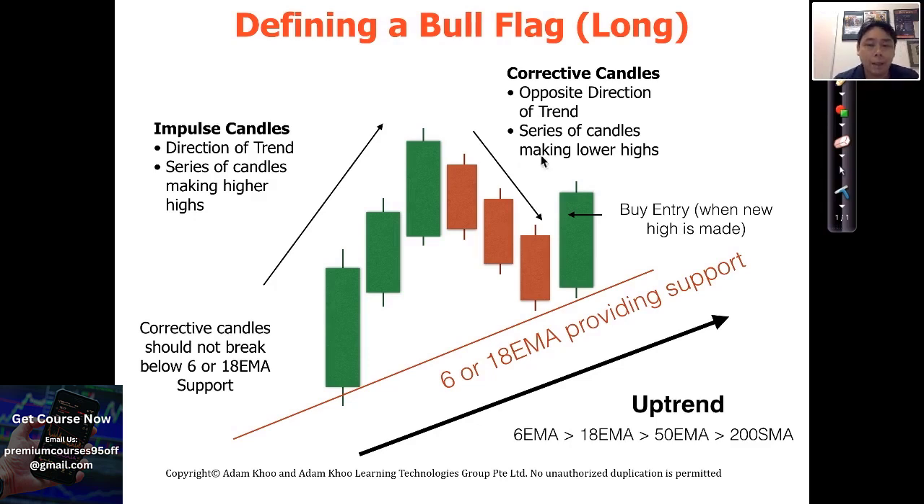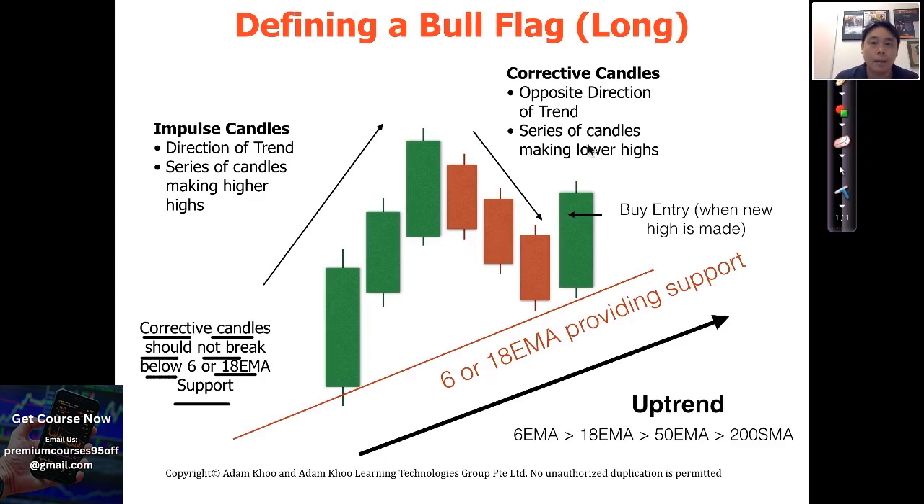So you have to see which one it is surfing, the 6 or the 18 moving average. Now here are a few rules for a bull flag. One of the rules is that the corrective candles should not break below the surfing wave, which is the 6 or 18 moving average. If it's been surfing the 6, it cannot break below the 6. If it's been surfing the 18, it cannot break below the 18. It can go below it and come back above it, that's fine. But when you see the entire candle body going below the 6 or the 18, it's no longer surfing it, and it's not a valid trade anymore.